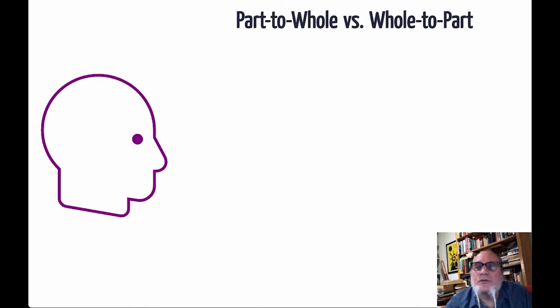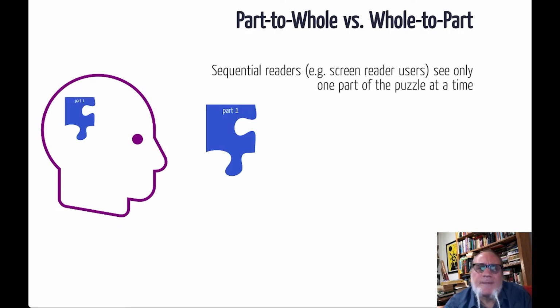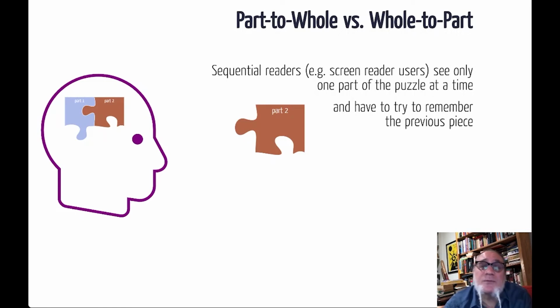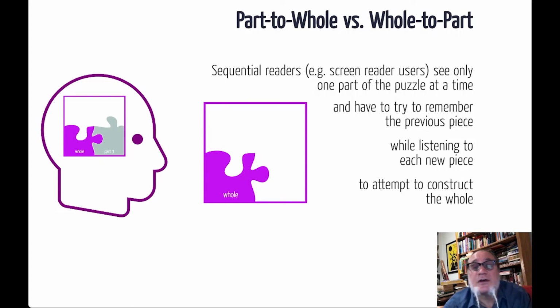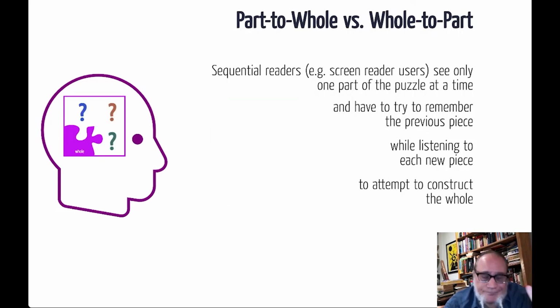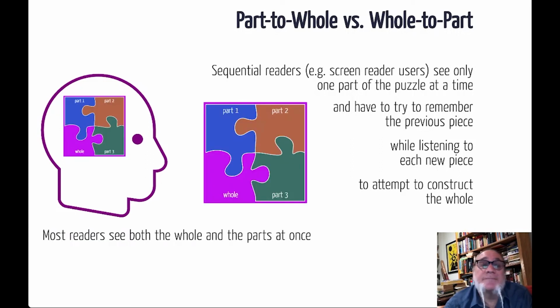Part to whole versus whole to part is another critical effect that's been studied in cognitive load theory. Sequential readers, like screen reader users, low vision users, people with memory problems, or just anybody who's distracted, for example, they might see only one part of the puzzle at a time. You have to remember the previous piece while listening to each new piece to attempt to construct the whole in their mind. Obviously, this can get really confusing.